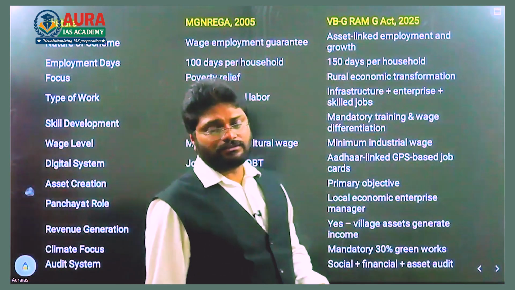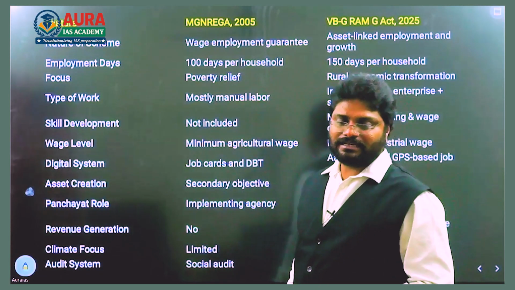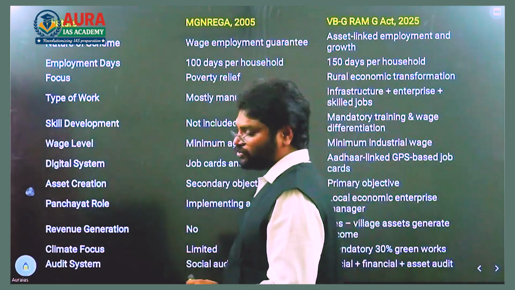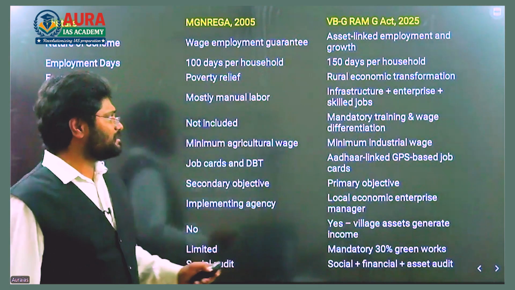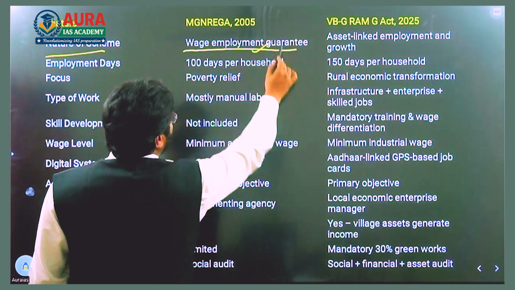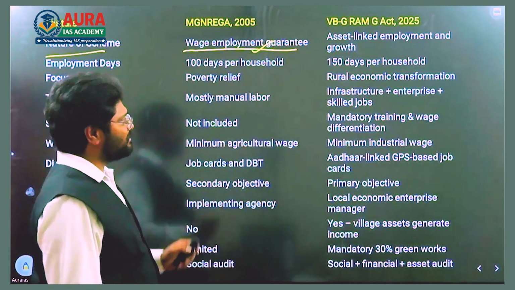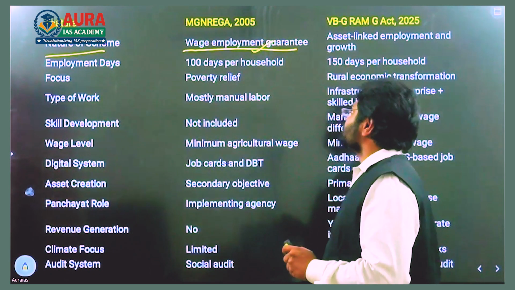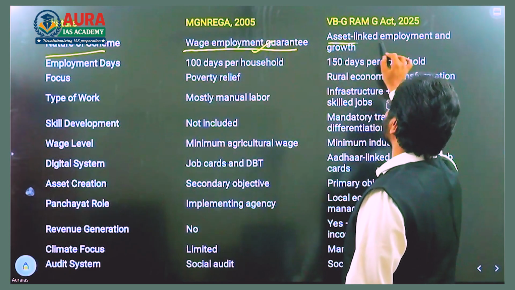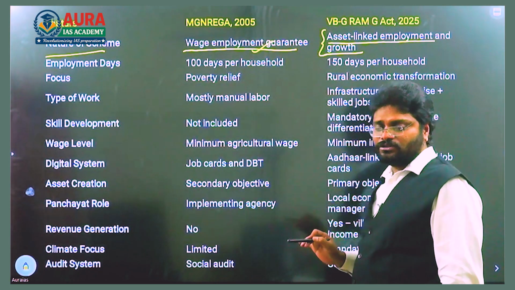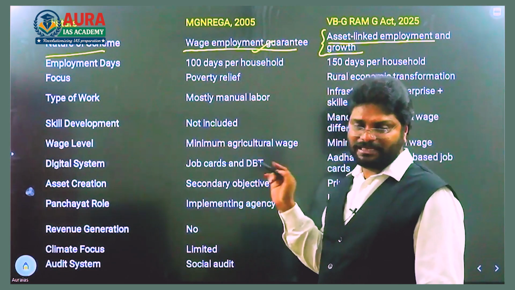So now we are going to compare MGNREGA of 2005 with the VBG RAM JI Act of 2025. First, the nature of the scheme: it is a wage employment guarantee. So wage guarantee act, right to employment, so right to wages. But the new Act is asset-linked employment and growth. So village economic growth through asset creation is the major aim.